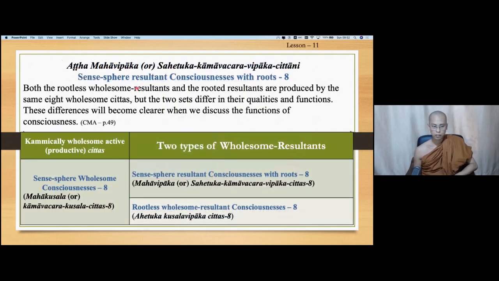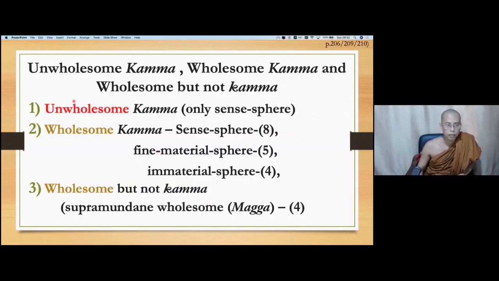So this is the slide from lesson 7. Just to review, since pure wholesome consciousness is produced there, the 2 types of resultants: resultant consciousness with root, and rootless wholesome resultant consciousness. I want to let you know, showing this slide again, that the wholesome consciousness with karmic potency produces the good result. Then let's continue to the last slides of our lesson.